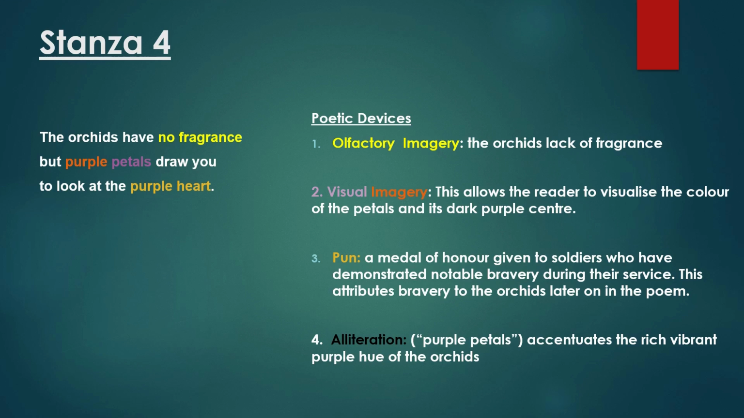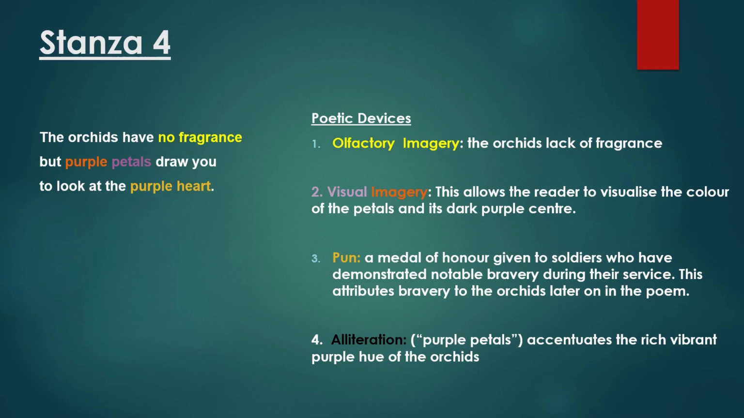So I can tell that it was a turn off for the persona. But, right? But suggests that although the persona observes or realizes that the orchids have no fragrance, something saved it. What saved it? Its purple petals. The persona says, but purple petals draw you to look at its purple heart. Okay, now let's identify the different poetic devices here so they can enhance our interpretation of what's happening here in stanza 4. So we'll begin with olfactory imagery.